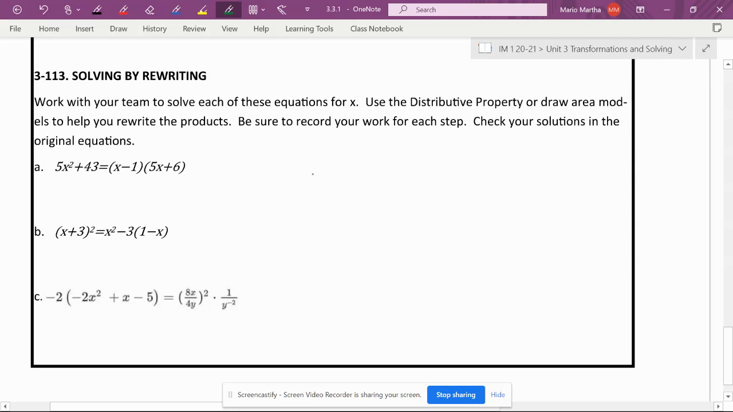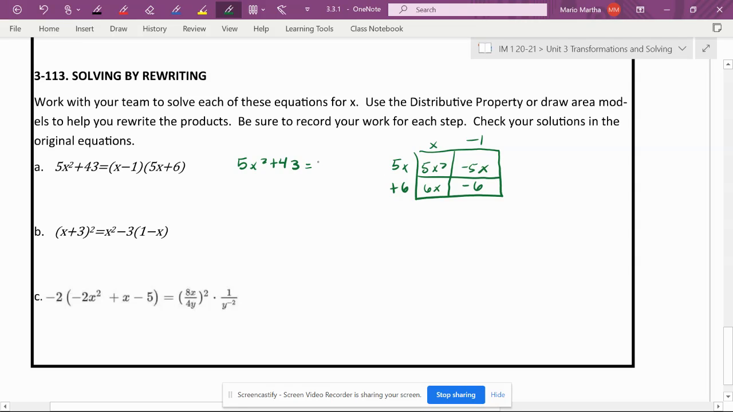So what I want to do is set up the area model. This side's not going to change: 5x squared plus 43 stays exactly the same. So I'm going to do this on this side. All right, and then we have x minus 1 here, and then 5x plus 6. So that's going to be 5x squared, negative 5x, 5x times negative 1, and then 6 times x, you get 6x. 6 times negative 1 is negative 6.